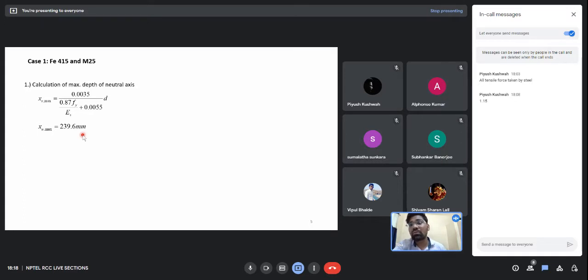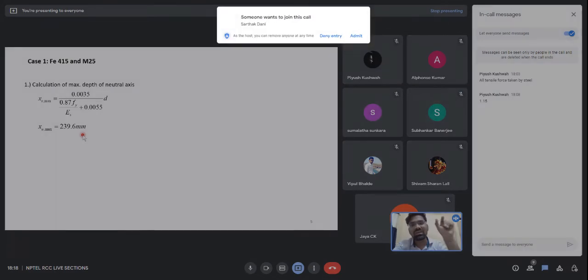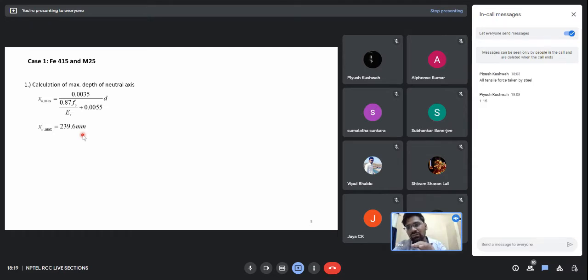Now this is xu max. This value of depth of neutral axis is for a balanced section. You get me? Why am I saying this is for a balanced section? Because we are using the strain compatibility equation. In it, we assume the strain in concrete as 0.0035, and we assume the strain in steel is the yield strain, 0.87 fy by Es plus 0.002. By assuming this, I am calculating xu. So from this calculation, I get the maximum depth of neutral axis, which is for a balanced section. Now I don't know whether my section is balanced, over-reinforced or under-reinforced. I only know that for balanced, my xu should come out to be this value.